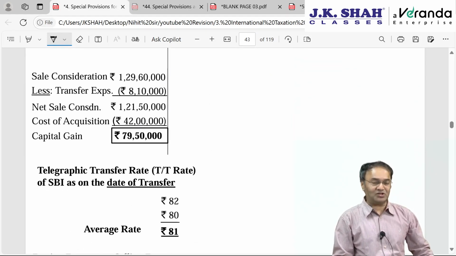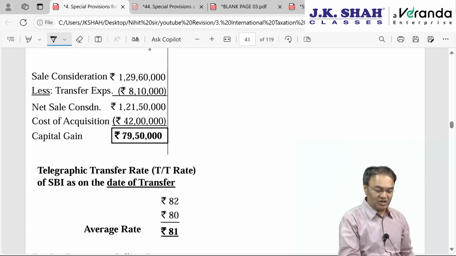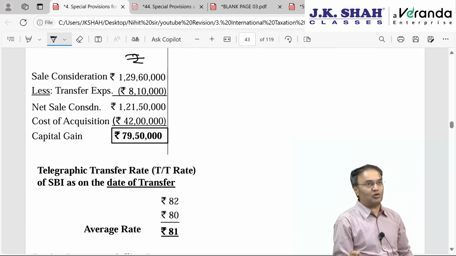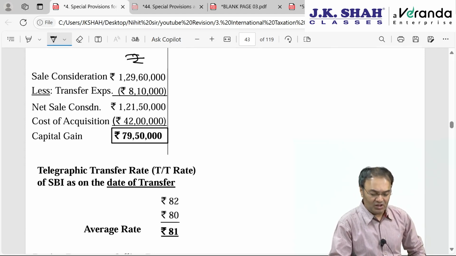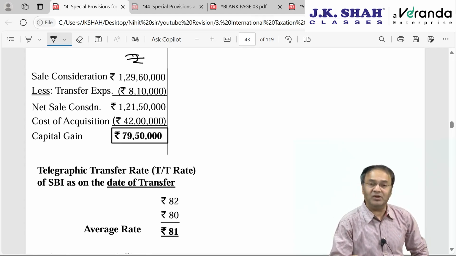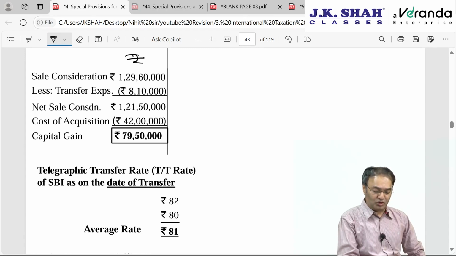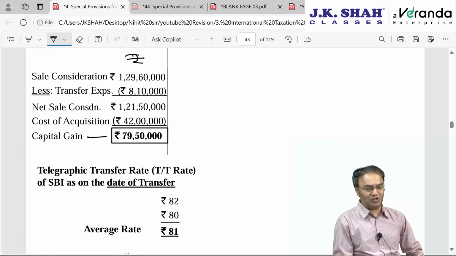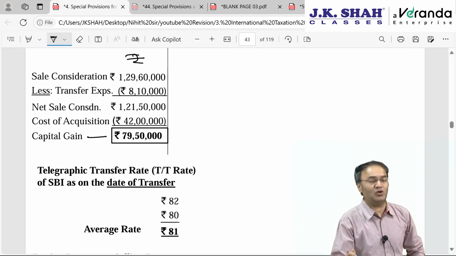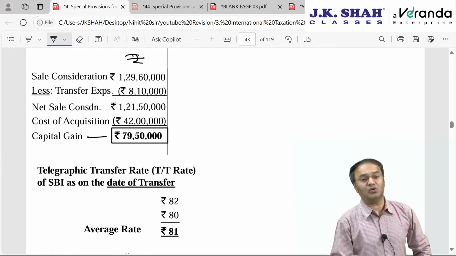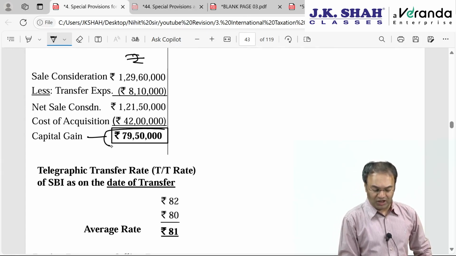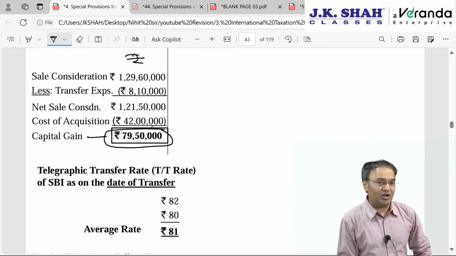Let's try to understand. Supposing sale consideration, everything in terms of Indian rupees, is 1 crore 29 lakh 60,000, transfer expenses are 8 lakh 10,000, and net sale consideration will be 1 crore 21 lakh 50,000, cost of acquisition is 42 lakh. So capital gain, long term or short term, is 79 lakh 50,000. You can calculate it and confirm it in your calculator. Okay, now what to do? So in terms of Indian rupees, taxable capital gain works out to be 79 lakh 50,000. This is to be ignored.